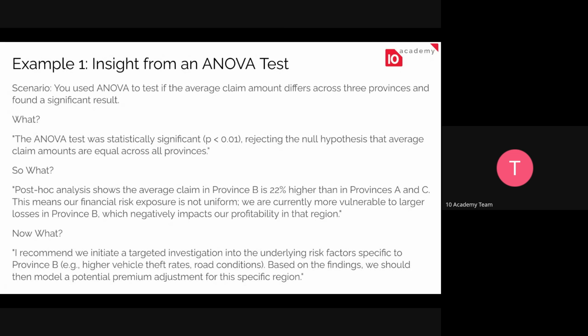So now what? What is your recommendation based on your analysis? You would recommend that the company initiates a targeted investigation into the underlying risk factors, specifically for the province in question, which is province B. It might be a higher vehicle theft rate, or road conditions, that make the claims higher. You are just recommending that the company investigates what's causing these higher average claims in this region. Is it higher vehicle theft rates, or is it bad road conditions? Or, based on the finding, you should model a potential premium adjustment for this specific region. So you may make the payment higher and so on.